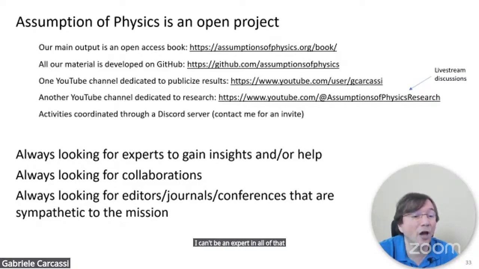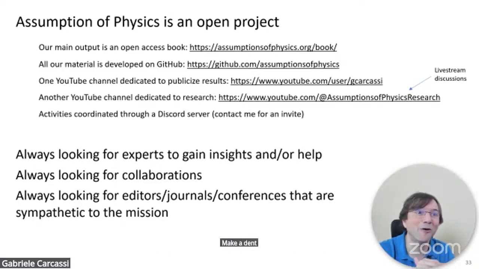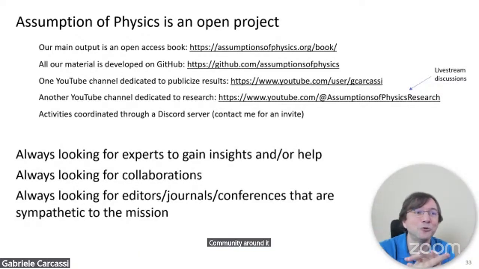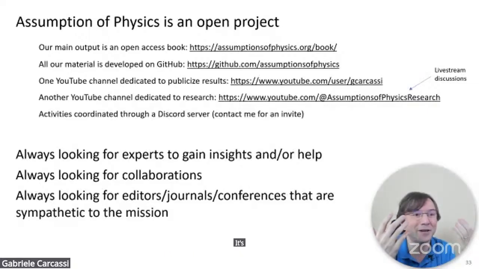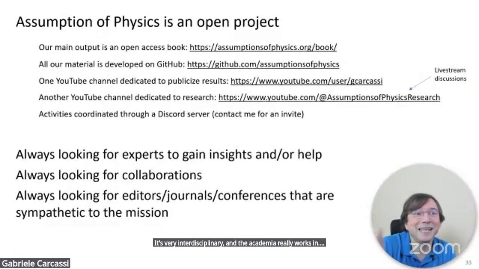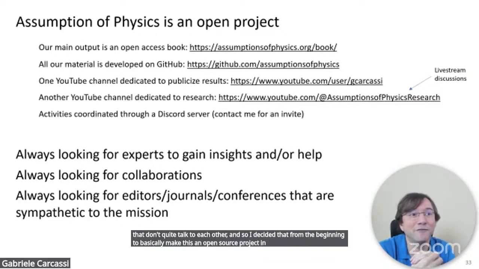And so the only way, as I said, to really make a dent in this problem of setting the foundation of physics on good grounds is to be able to create a community around it. And I have no idea how to do it because it's very interdisciplinary, and academia really works in little fields that don't quite talk to each other. And so I decided from the beginning to make this an open source project in the style that you have in software engineering, because that's the practice.